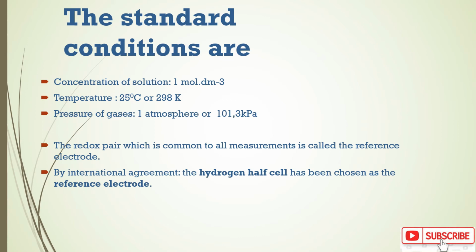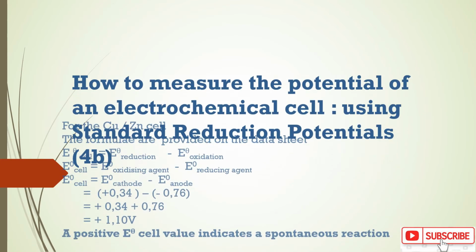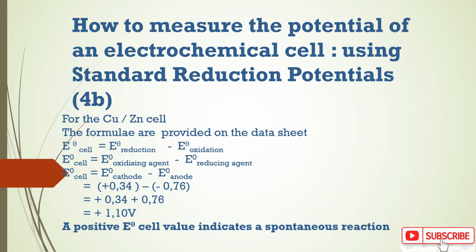101.3 kilopascal. The redox pair, which is common to all measurements, is called the reference electrode. By international agreement, the hydrogen half cell has been chosen as the reference electrode. Then, how to measure the potential of an electrochemical cell using standard reduction potentials. The one I have been using is table 4B, so it is better to use one table throughout the year.